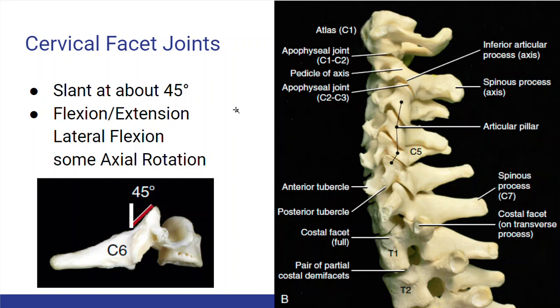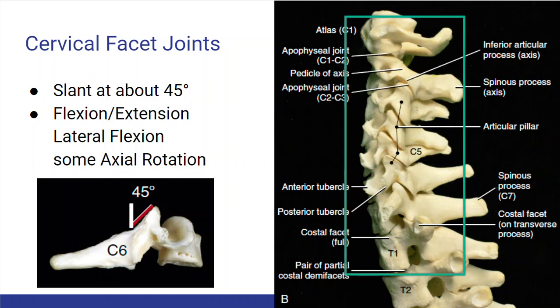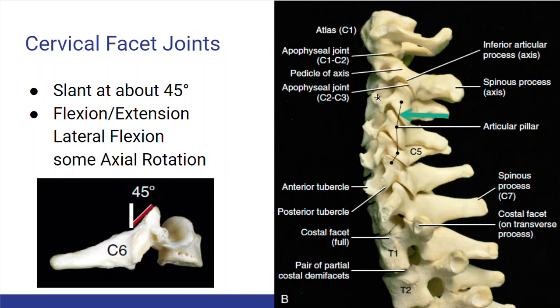Cervical facet joints. Now we're going to look at all our facet joints going down. You can see that they are angled about 45 degrees from vertical. It allows flexion extension of the cervical spine, lateral flexion, or I like to call it lateral bend, and some axial rotation. When we look at the entirety of the cervical spine here, we can see the nice angulation of these facet joints. They're at about a 45-degree angle, and again, there's gliding motion of those joints.